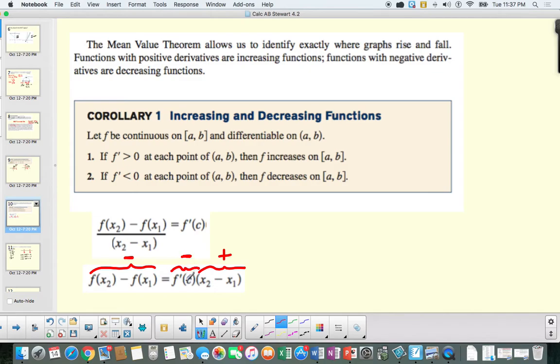So the association of a derivative with increasing and decreasing is tied up right here. These two will have to be the same. They'll either be both negative or both positive. So if the derivative is negative, then that means it's decreasing because this f is lower than this f. And if these two are positive, then if the derivative is positive, that means this y value is bigger than this y value, and it's increasing. So the mean value theorem ties together this idea of increasing and decreasing with calculus.